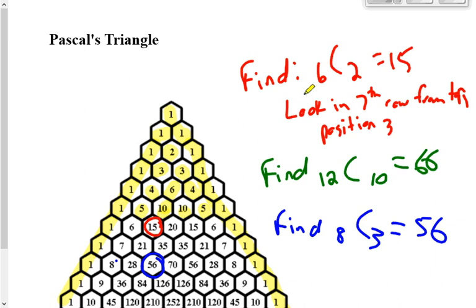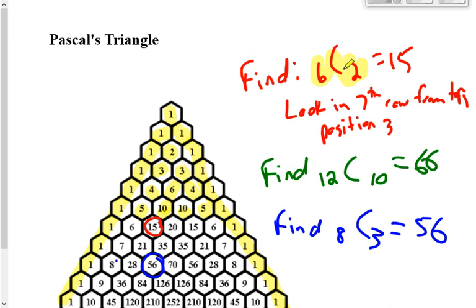So this can help us find combinations. Say I wanted to find 6 choose 2. A couple things you would want to know: what row am I going to look in? I'm going to look in the 7th row. This is combinations of 0, 1, 2, 3, 4, 5, 6. So just think the top one, 0 choose 0. This one, 1 choose 0, 1 choose 1. 2 choose 0, 2 choose 1, 2 choose 2. 3 choose 0, 3 choose 1, 3 choose 2, 3 choose 3.